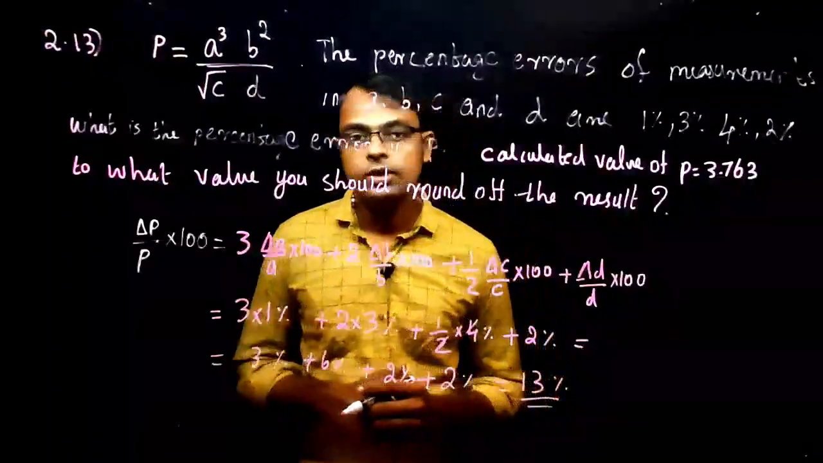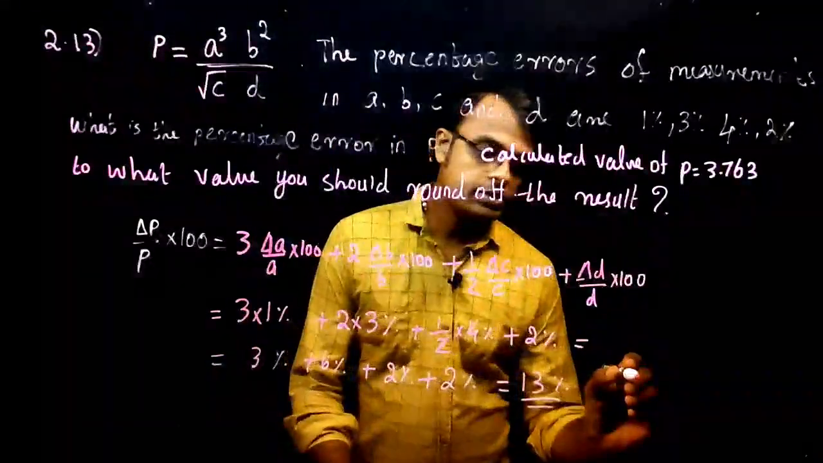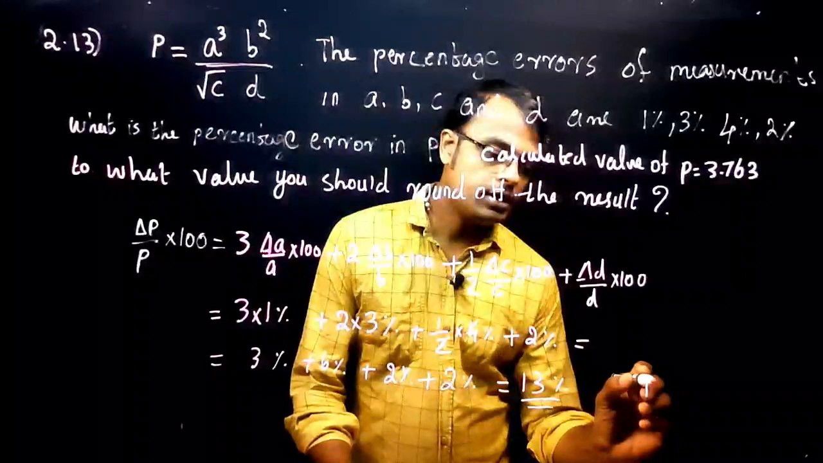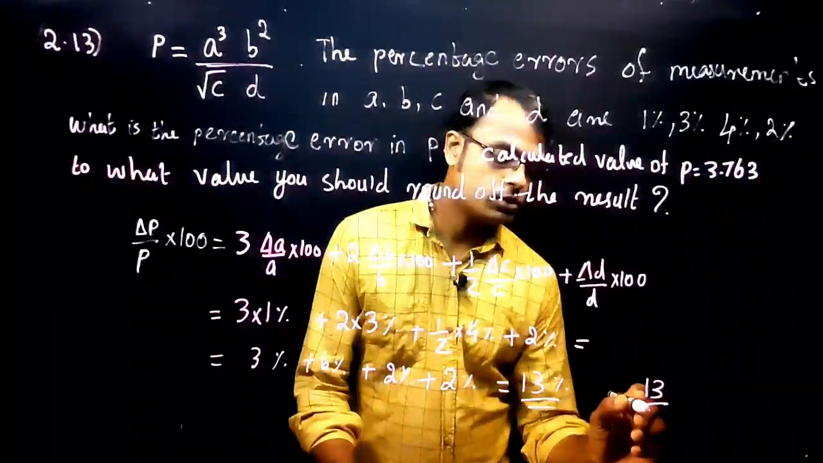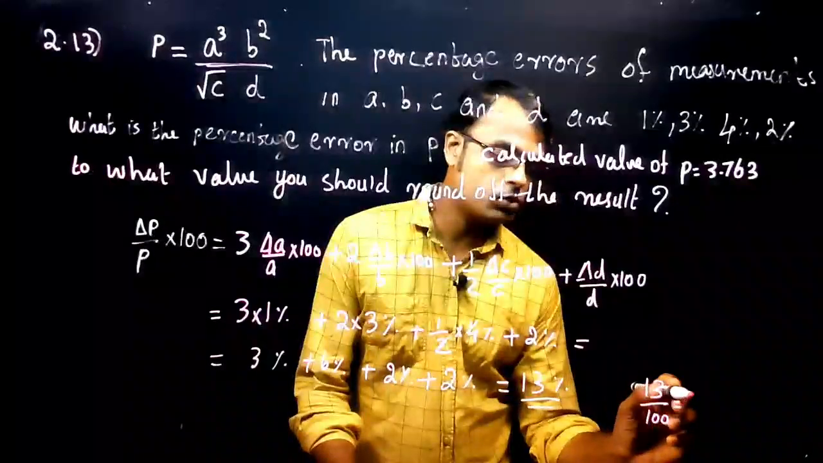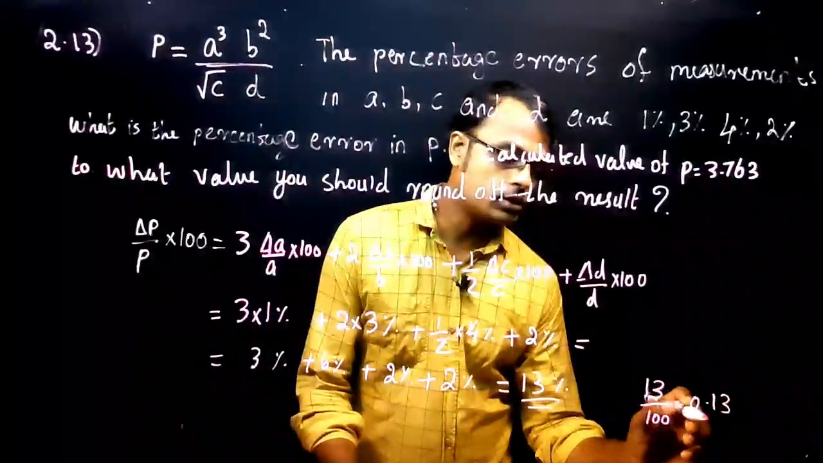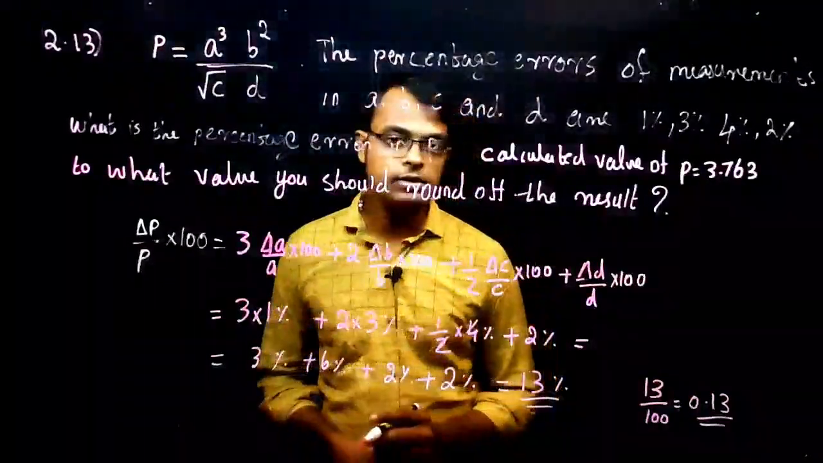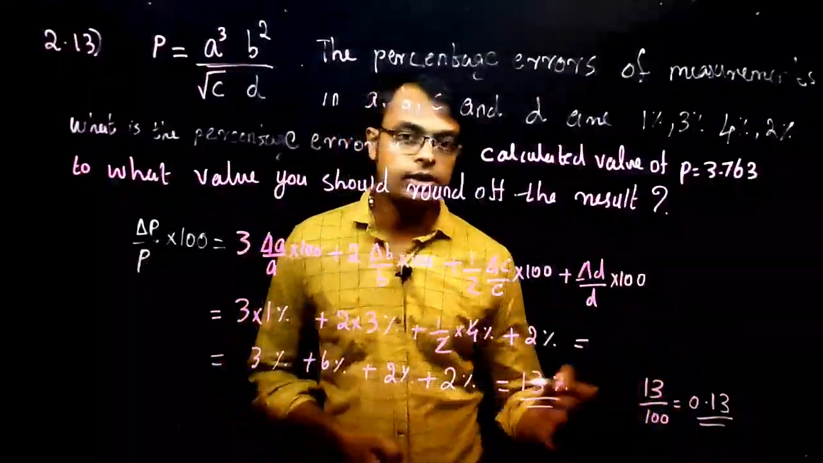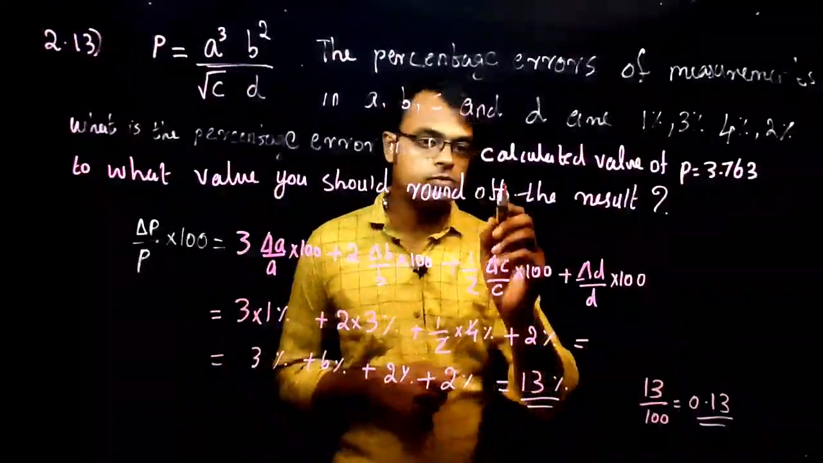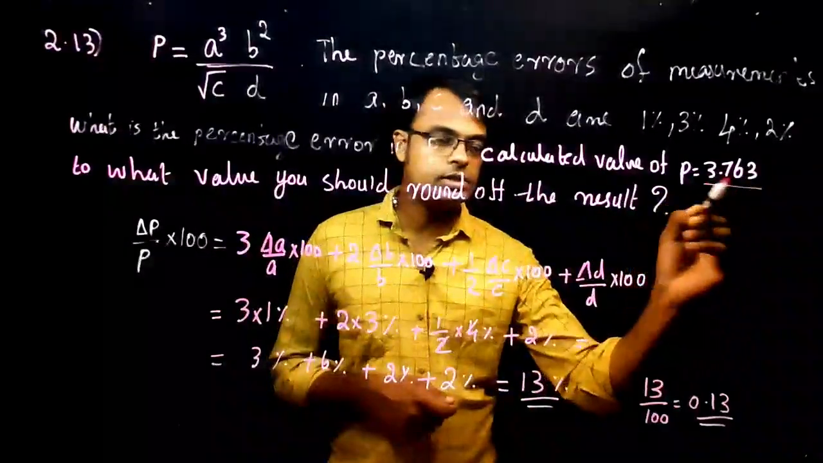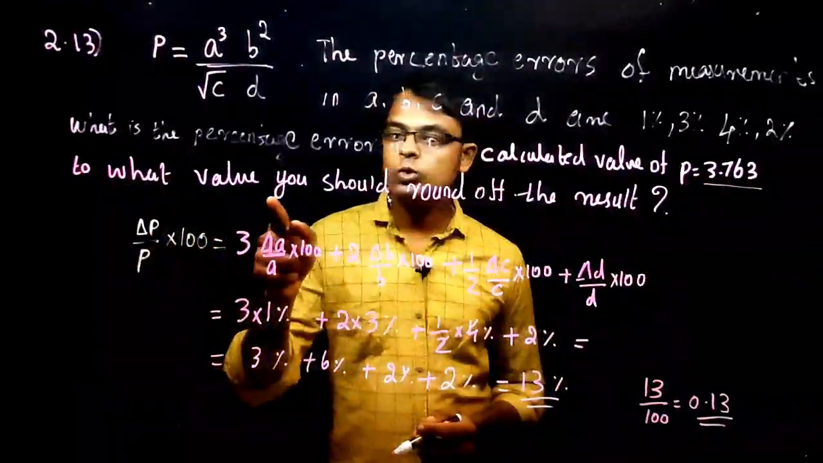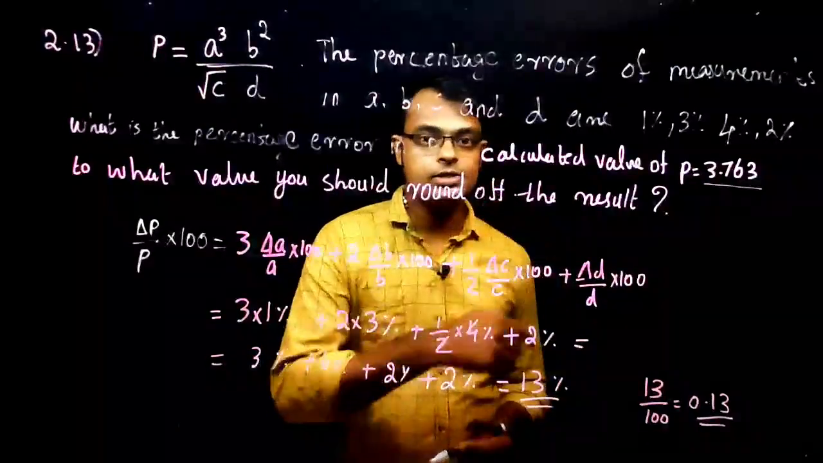This is the error in the physical quantity P. So what is the relative error in this case? 13 divided by, this is 13%, right? So 13 by 100, that is equal to 0.13. So what is the relative error here? 0.13. Now there is one more question in this one. The calculated value of P is given as 3.763. And to what value should you round off the result?